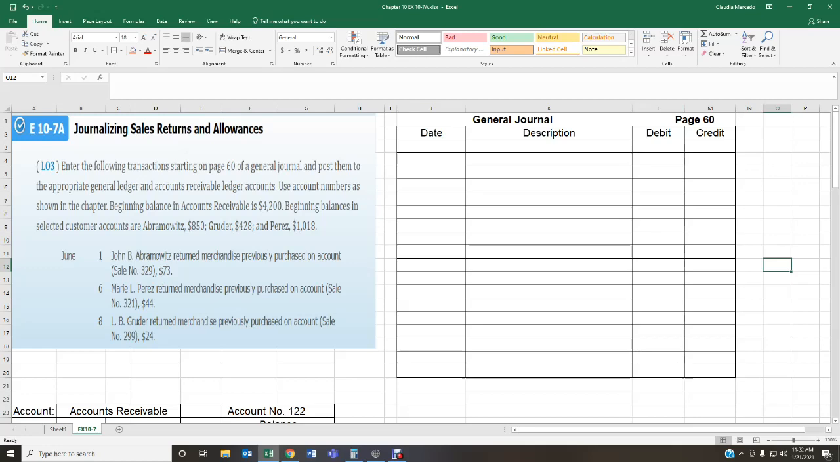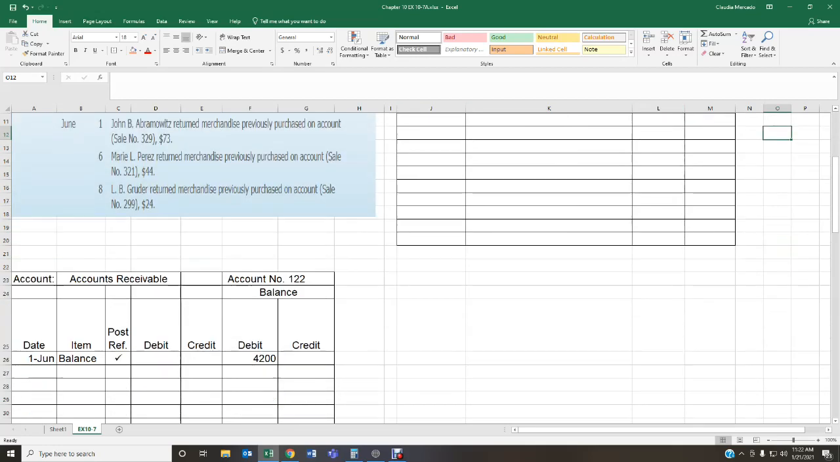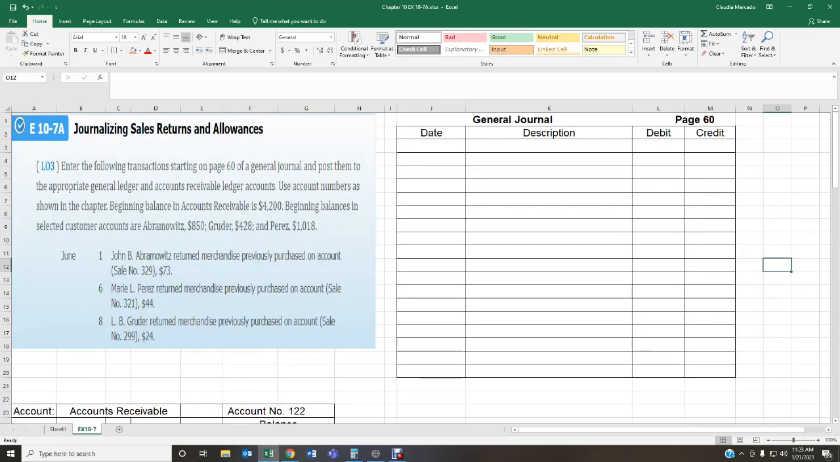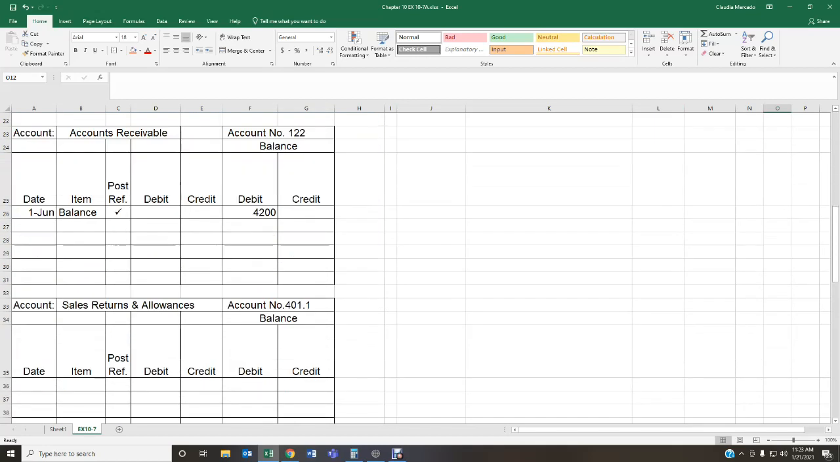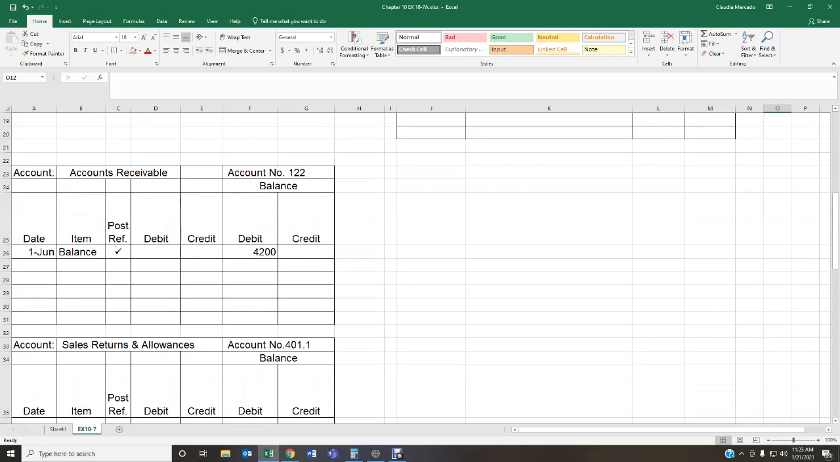So I've got my journal. They're asking us to journalize in our journal. Then they're asking us to post whatever we have on our journal to our respective ledgers. There are 2 accounts affected, my accounts receivable and my sales returns and allowances, and I've already set those up along with their beginning balances. This information was given to me in the problem.